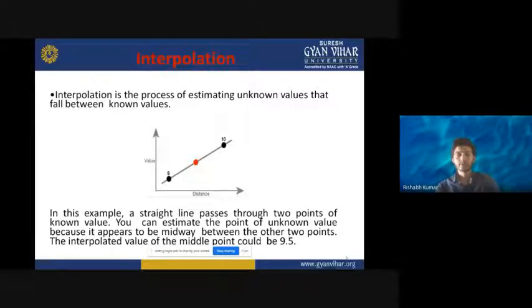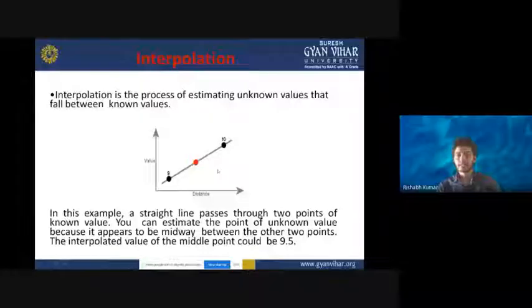Okay, so in this example, a straight line passes through 2 points of known value. You can estimate the value of the unknown point because it appears to be midway between the other 2 points. The interpolated value of the midway point could be 9.5, right?